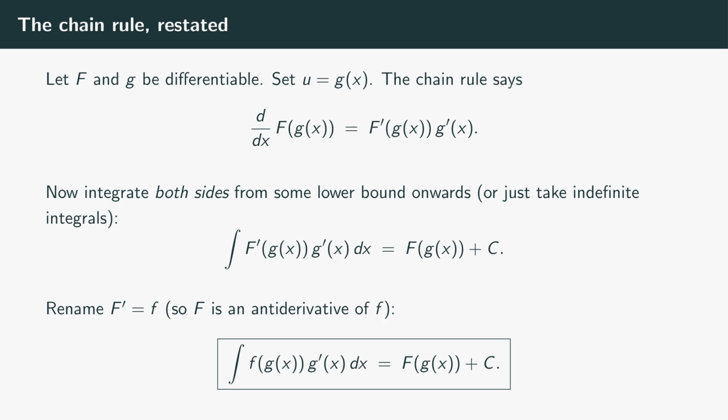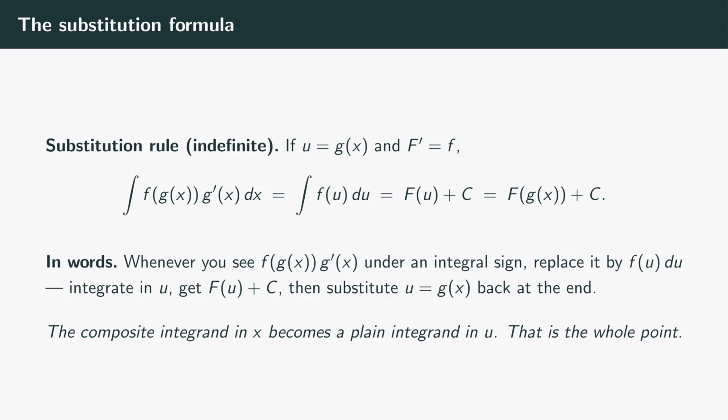Let f be capital F prime. So capital F is an antiderivative of f. Substitute and you get the identity that does all the work. The integral of f of g of x times g prime of x dx equals capital F of g of x plus c. That is the substitution rule. We just derived it from the chain rule. No magic.